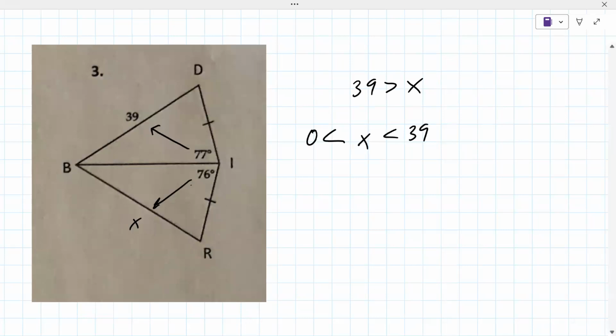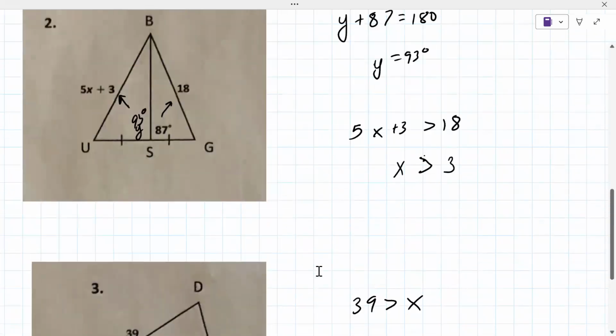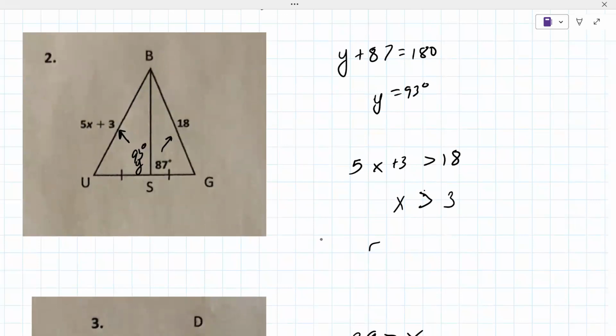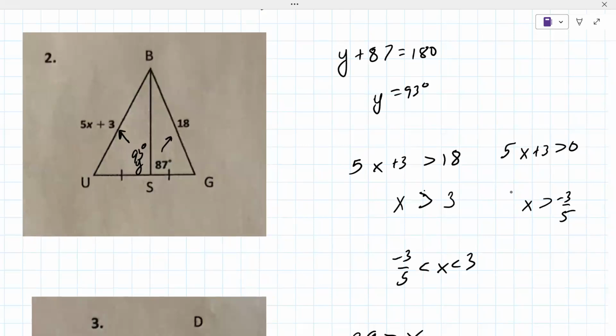And then I didn't do this in the last one. Should we actually go back and fix that? X also has to be bigger than 0. So we actually do need to go back to 2, and we have to set 5x plus 3 greater than 0. And the reason is we have to make sure that the side is actually positive. So you'll find that x is greater than -3/5. These are all supposed to be compound inequalities.